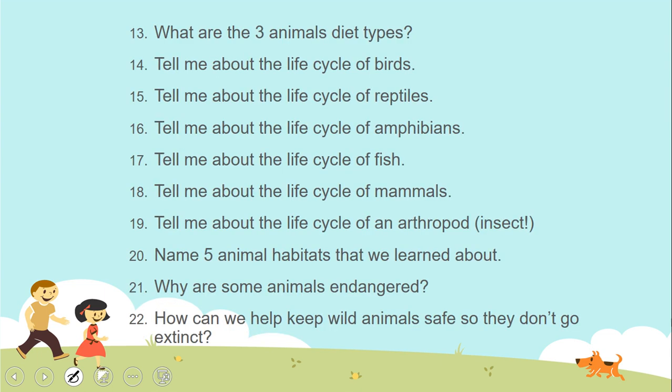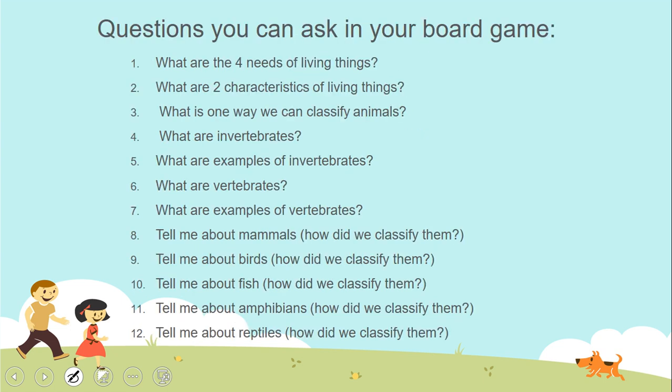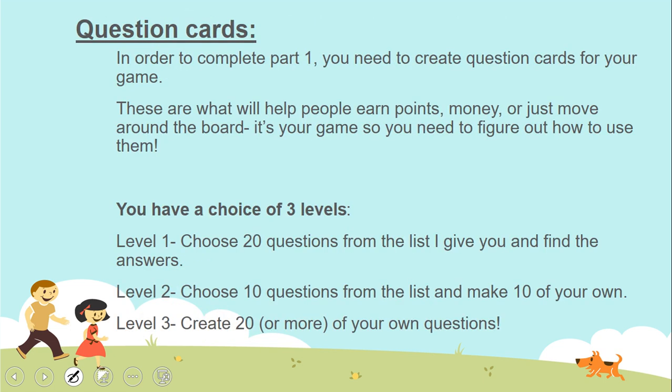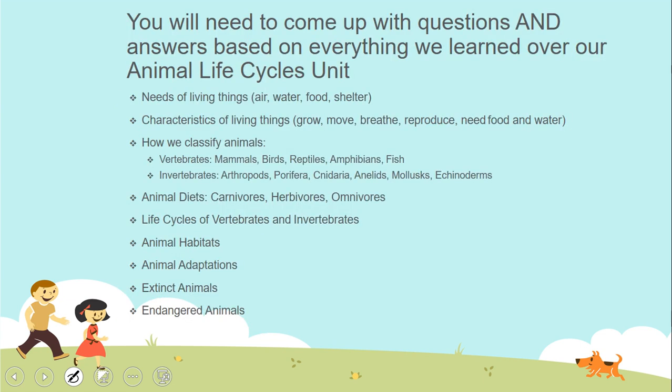There's 12 on this page and 10 on this page, and you can choose which level you want to do. So level 1, 20 from my list, okay? Level 2, a mix of both, so some from mine and some from yours, or level 3, all on your own, okay? And that's it.